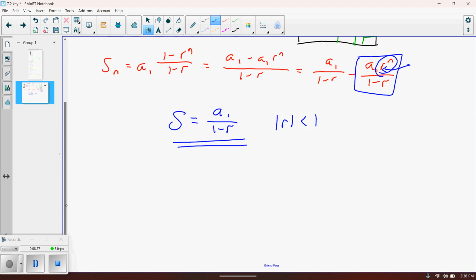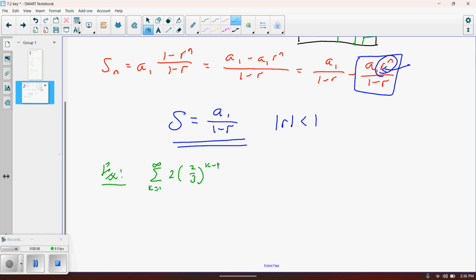So now let's go ahead and take a look at an example and show how easy it actually is to find that sum. So we're going to have the sum as k goes from 1 to infinity. So now it's not to the n, it's to the infinite number of terms of 2 times 2/3 to the k minus 1 power.